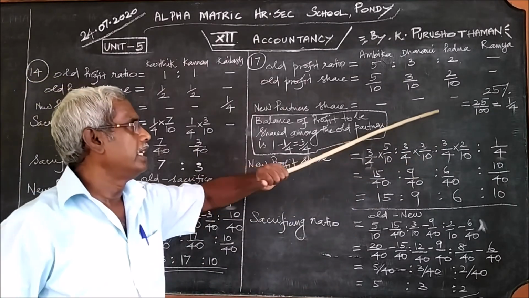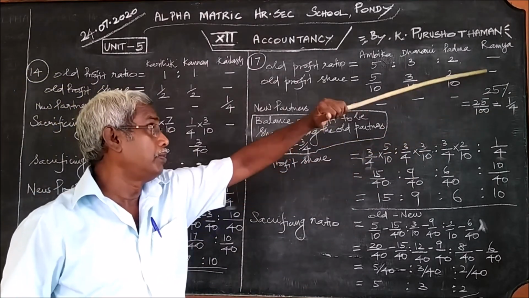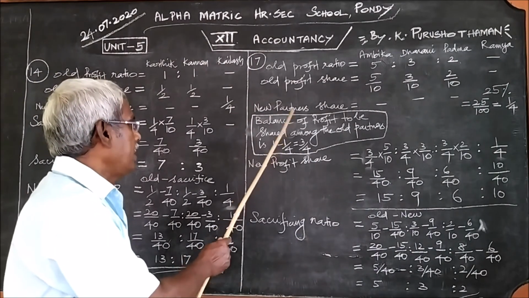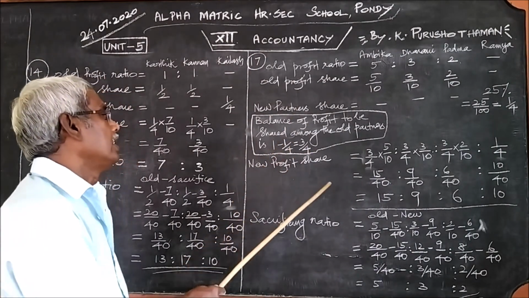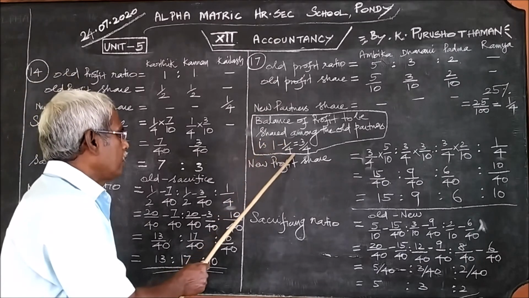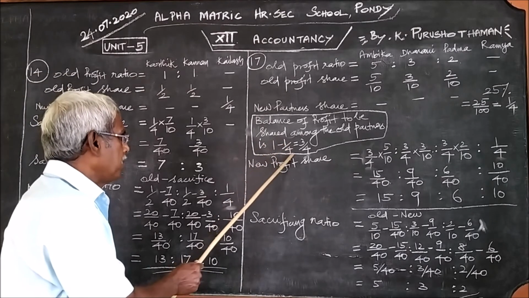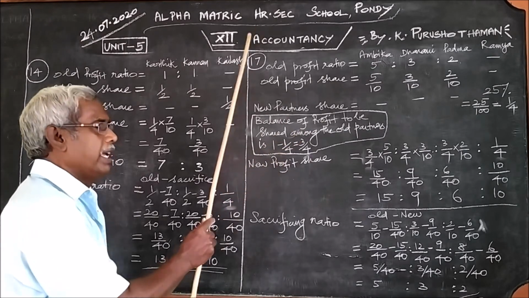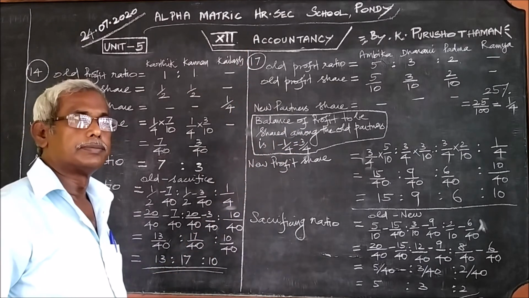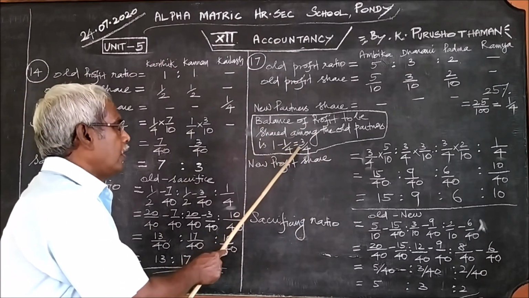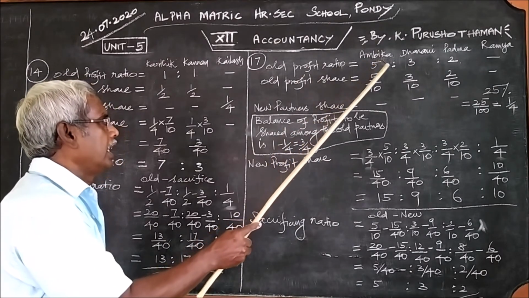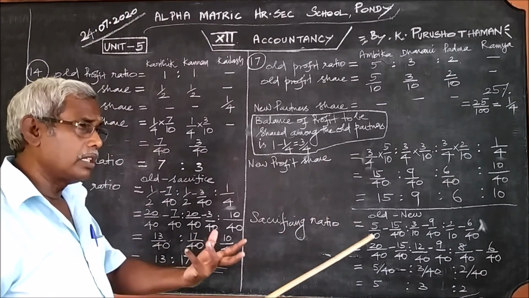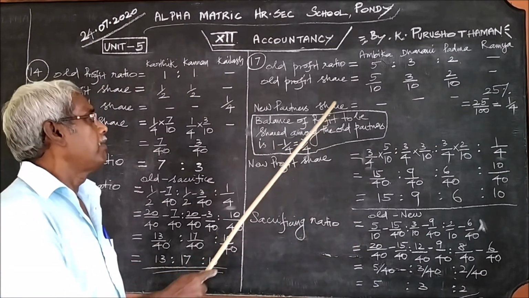In this problem, 1 by 4 is given to the new partner, Ramya. So after subtracting it, what is left? 3 by 4 is left. That is 1 minus 1 by 4. You can do it just like cross multiplication: 4 into 1, 4. 4 minus 1, 3. So 3 by 4. After giving 1 by 4 to the new partner, what is left for the old partners is 3 by 4.